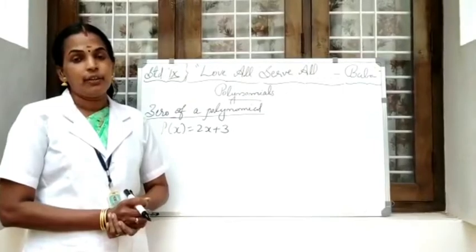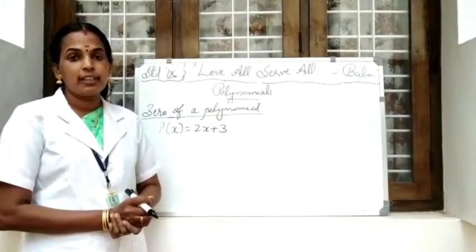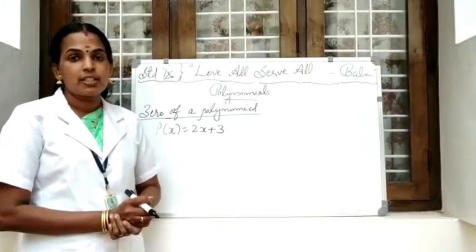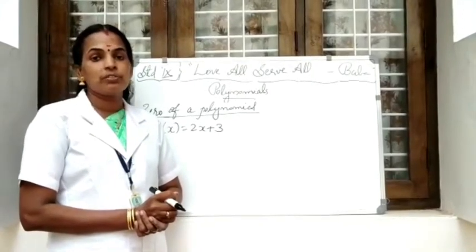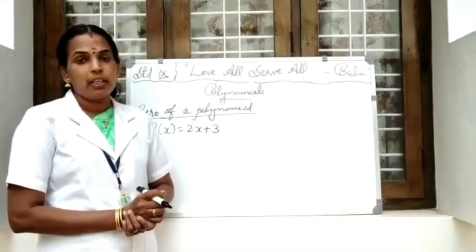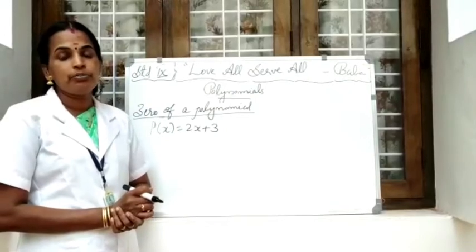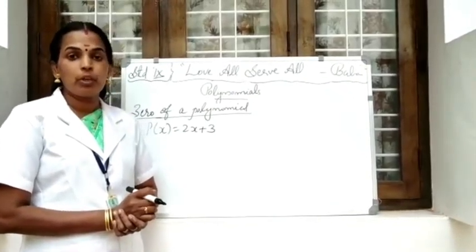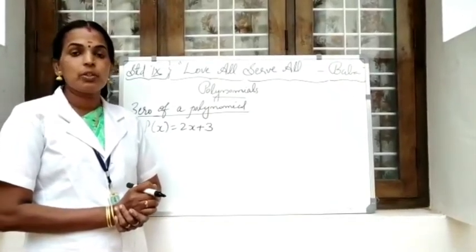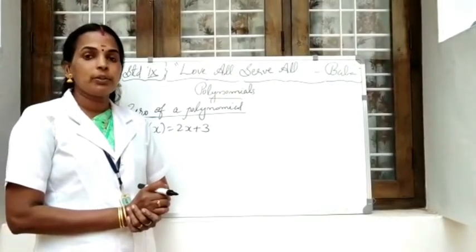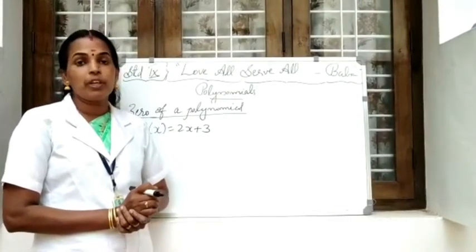Children, now we know how to check whether a given value is a 0 or not a 0 of the given polynomial. Next we can check how to find the 0 of a polynomial. Checking of zeros we know. Now we are going to find the 0 of a polynomial.